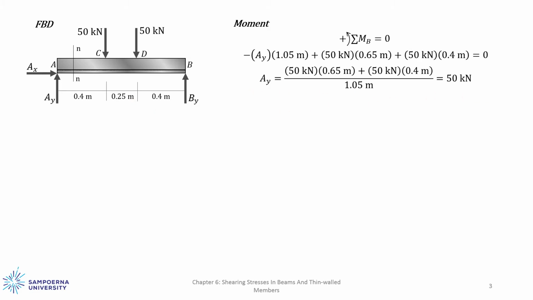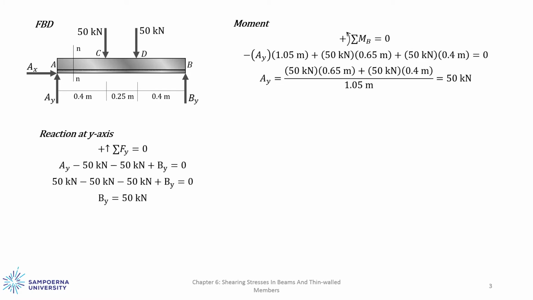Then we find BY using sigma Fy equal to 0. AY is positive going up. Forces at C and D are negative going down, and we get BY. On the x-axis, there is only AX, so AX is equal to 0.